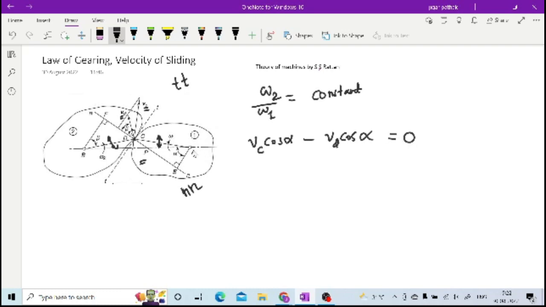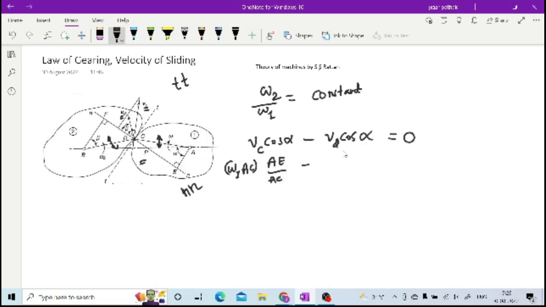So now what is Vc? If you calculate Vc, it is nothing but the rotational velocity into the distance, so that is omega 1 into AC. Vc is omega 1 into AC. Now cos alpha is nothing but AE upon AC, right? In triangle ACE, cos alpha is nothing but AE upon AC.